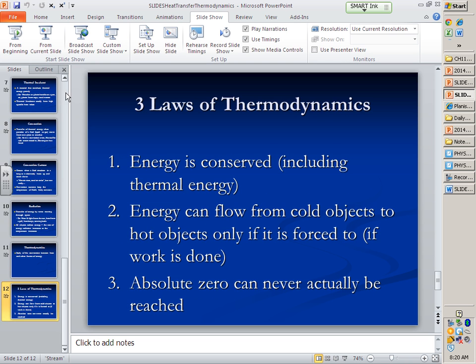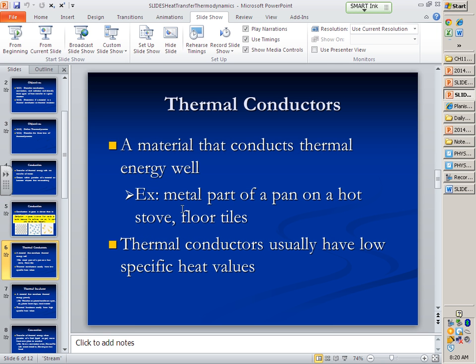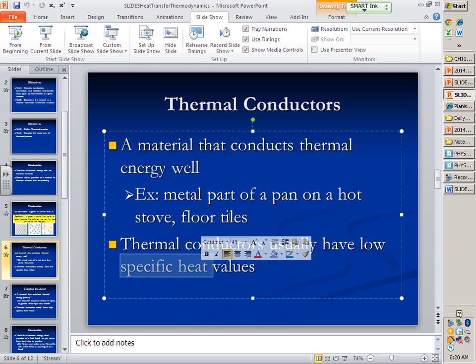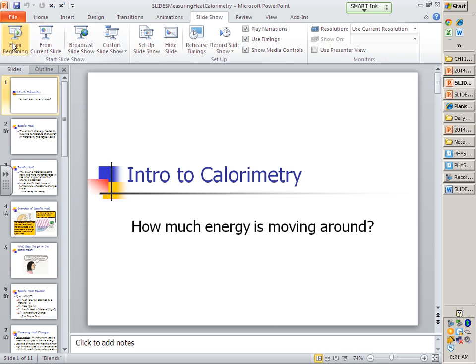So we talked about the idea that solids transfer energy the fastest. They conduct energy the fastest. But I also mentioned that just because solids conduct energy the fastest doesn't necessarily mean that all solids conduct electricity. Electricity, heat. But I also mentioned the idea of specific heat values, so that is where we are going next. All right.